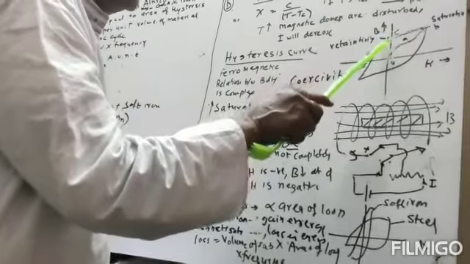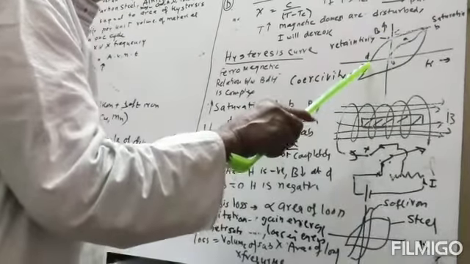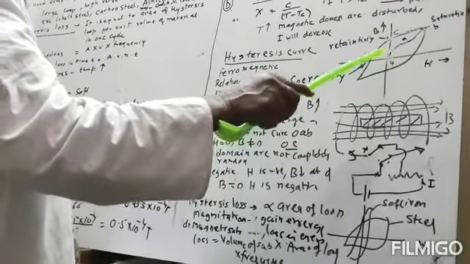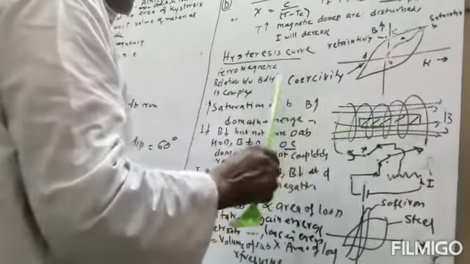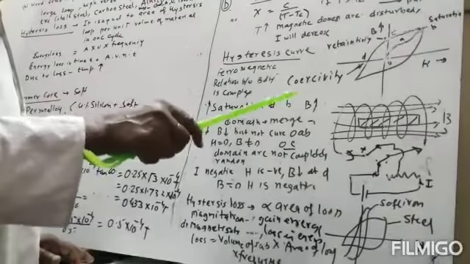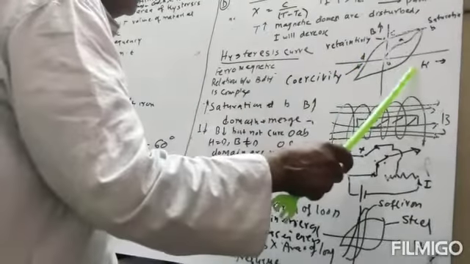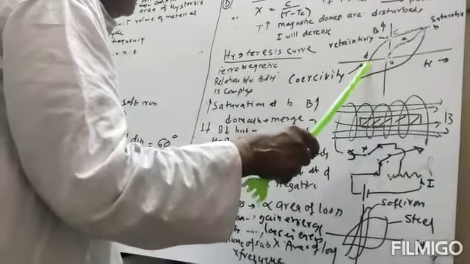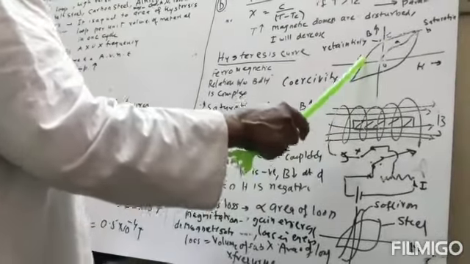The value of B is slowly decreasing, and at this point D, when B is equal to 0, H is negative, and this OD is the measure of coercivity, or the coercive force. So coercivity is there when H is negative, and at this negative H, the magnetic field B is equal to 0. So this is the coercivity.